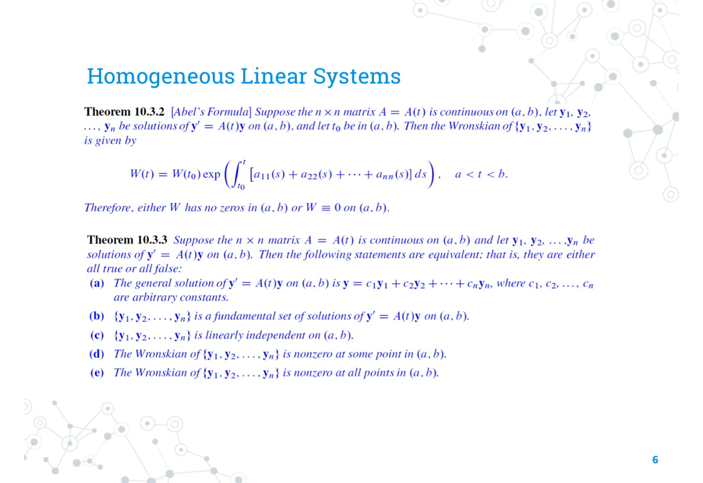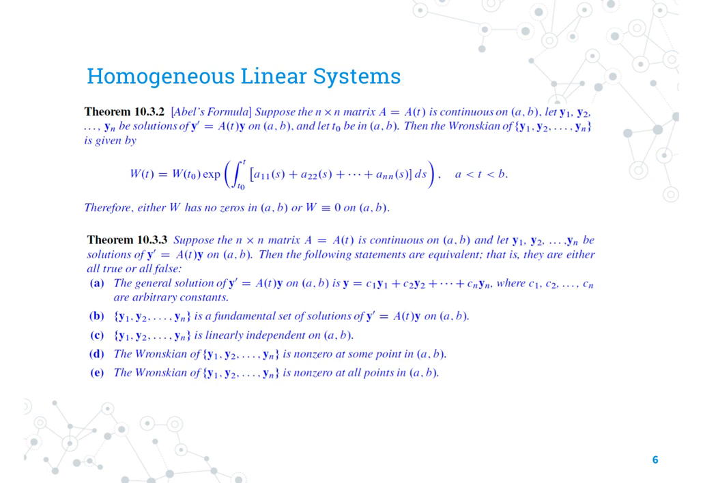And theorem 10.3.3 says, suppose the n by n matrix A, which is a function of time, is continuous on the interval (a, b), and let y1 through yn be solutions of the system y prime equals A(t)y on the interval (a, b). Then the following statements are equivalent, meaning they are either all true or all false.